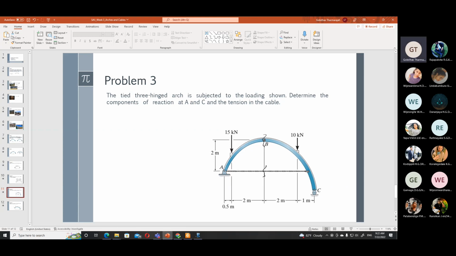Next week, we are going to start influence lines, and there will be a quiz on Monday from cables and arches. Okay, so there will be a quiz on Monday from cables and arches, and we will have a new section next week starting Thursday, influence lines.